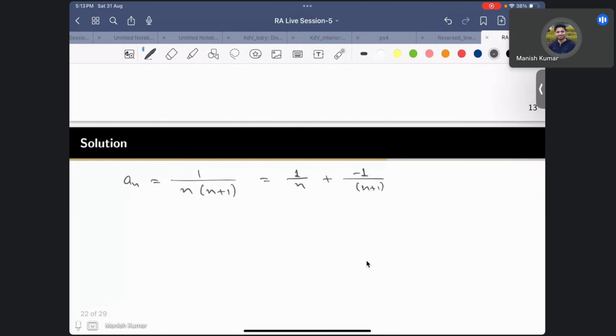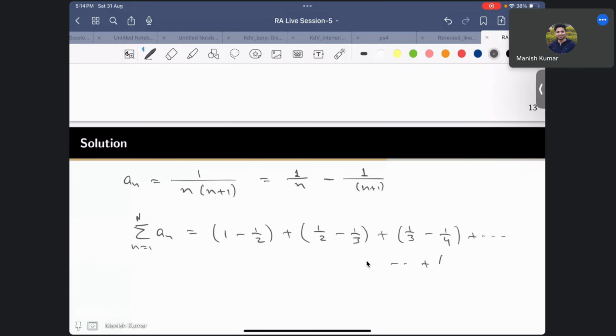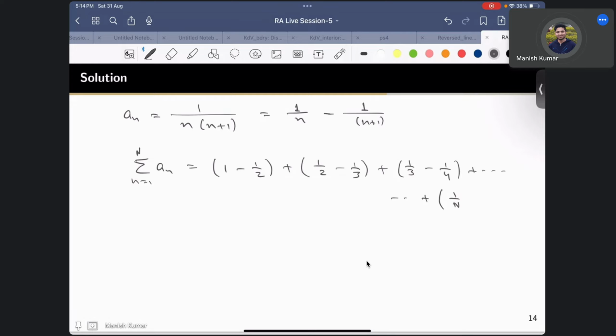Again you see this is a difference, so let me write minus here. So this is the difference of two consecutive terms of natural numbers, right? So if you write this summation n equal to 1 to capital N, what do you get? First you put n equal to 1, so you'll get 1 minus half. The second term would be half minus 1 by 3, plus 1 by 3 minus 1 by 4, dot dot dot, plus 1 by N minus 1 by N plus 1.